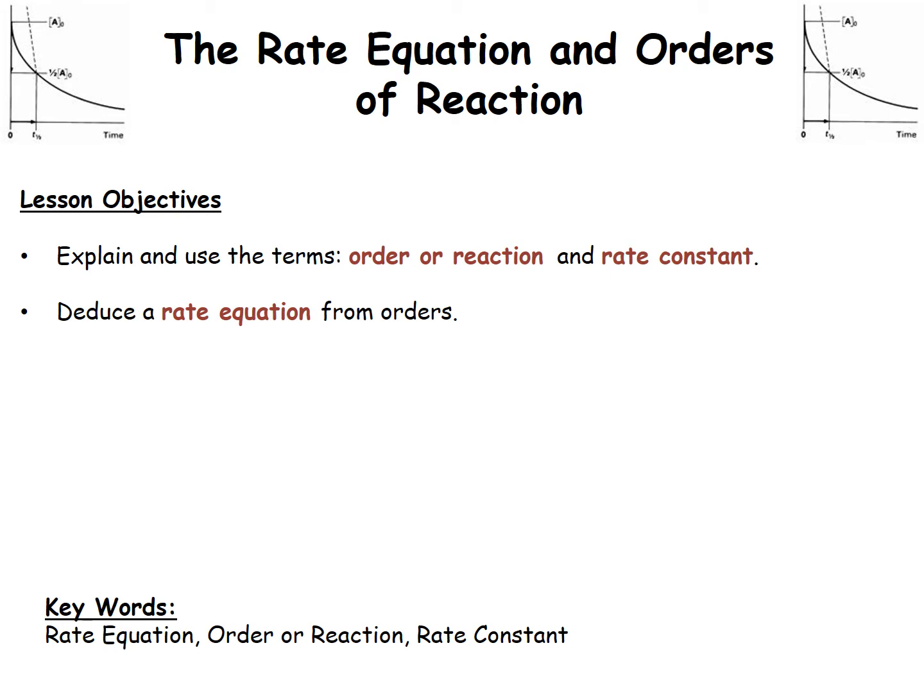Okay, so this is the bit that's new. So this is the orders. So this is the A-level portion. So the rate equation and orders of the reaction. So you've got to explain the terms order of reaction, rate constant, and rate equation. Now we've done rate constant. That was when we were using K. But you should be able to deduce the rate equation from the orders. So we need to introduce you to what order means.